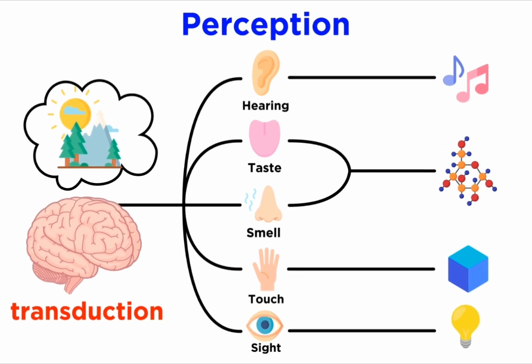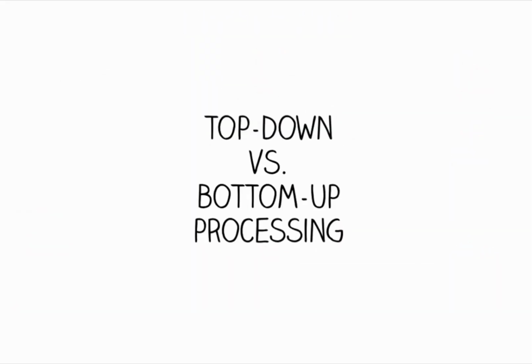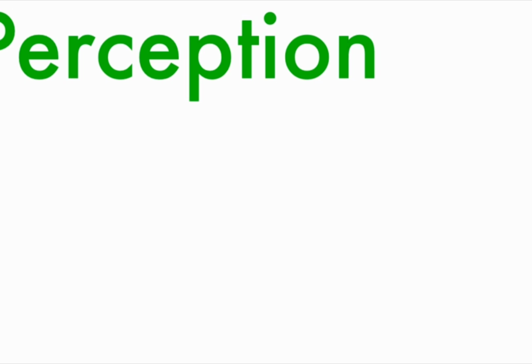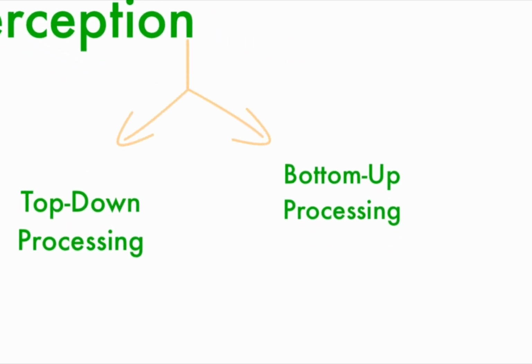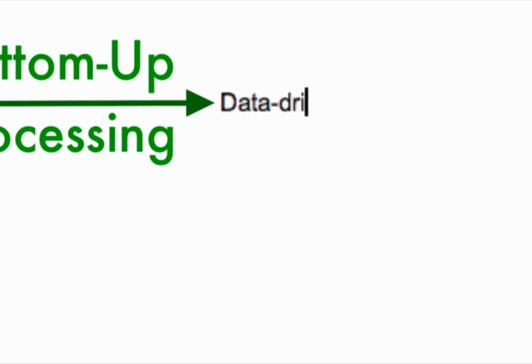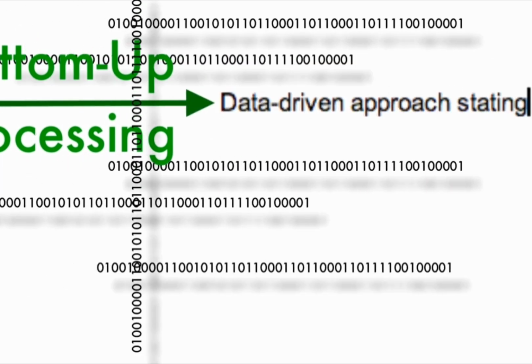Now let's begin with top-down processing versus bottom-up processing. There are two approaches of perception. They are the top-down process and the bottom-up process. Starting with the bottom-up process, it is the data-driven approach stating that perception directs cognition.